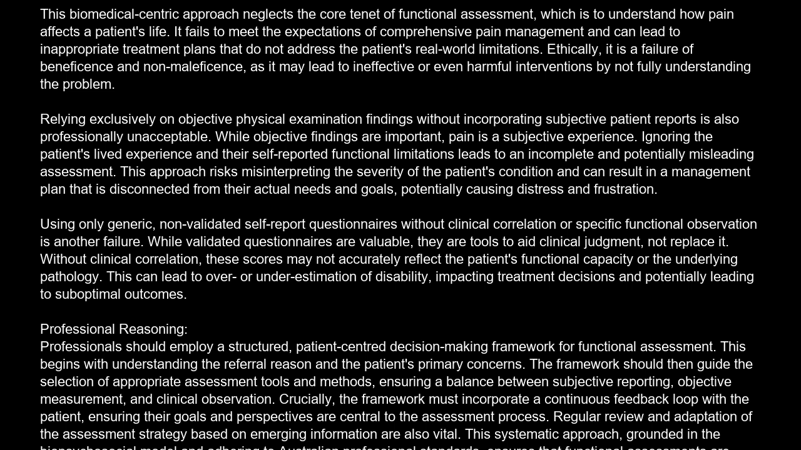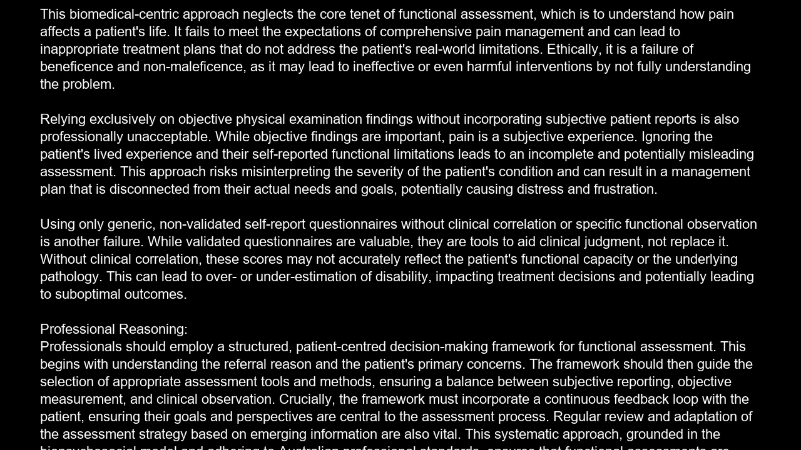Relying exclusively on objective physical examination findings without incorporating subjective patient reports is also professionally unacceptable. While objective findings are important, pain is a subjective experience. Ignoring the patient's lived experience and their self-reported functional limitations leads to an incomplete and potentially misleading assessment. This approach risks misinterpreting the severity of the patient's condition and can result in a management plan that is disconnected from their actual needs and goals, potentially causing distress and frustration.